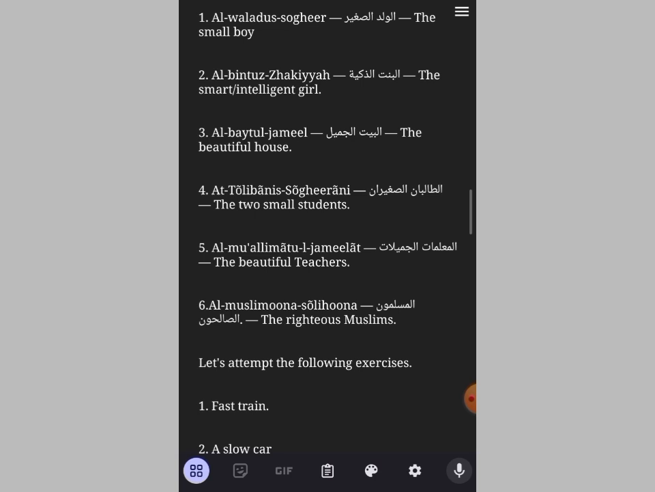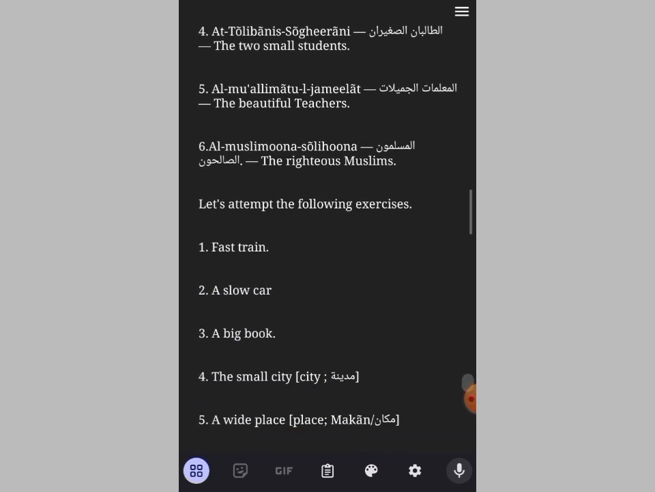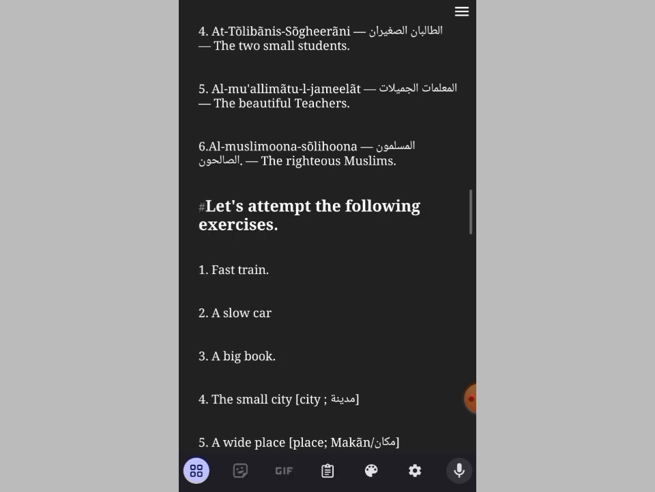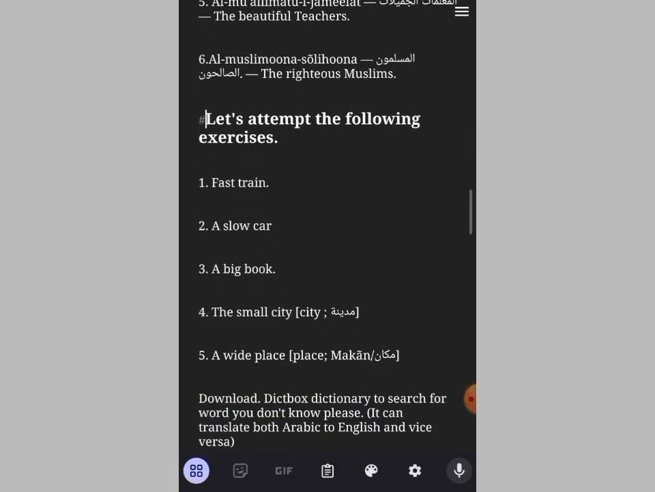Now that we understand how to form a مركب توصيفي by mentioning the noun first and having the adjective second, let's attempt the following exercise. You have to translate and send it to the comment section on YouTube. We have: a fast train, a slow car, a big book. Fast train, or a fast train. We can make it nakira.